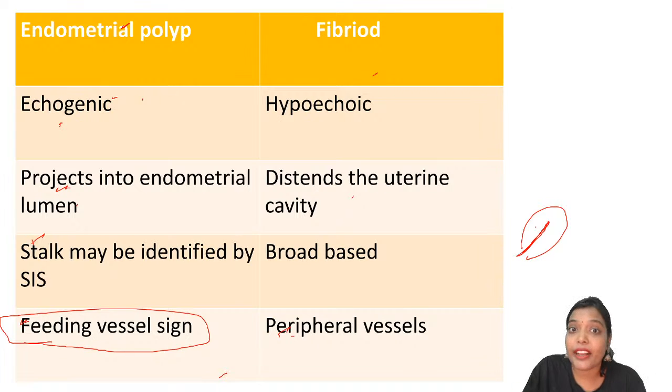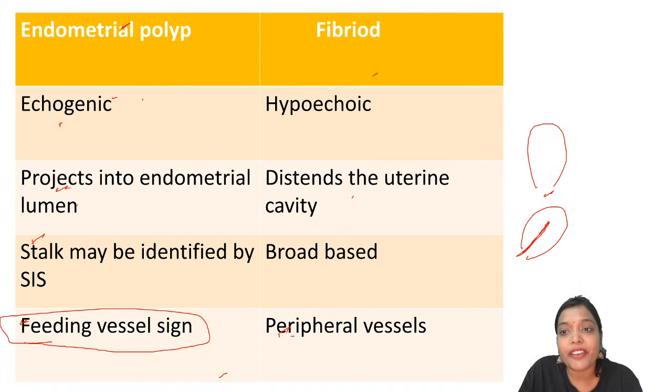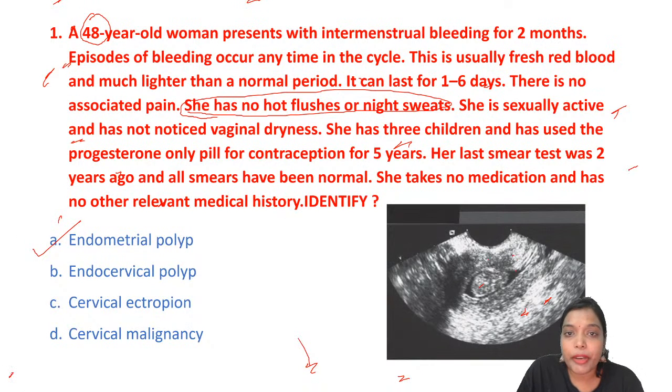Whereas in a fibroid, it is peripheral vascularity on a Doppler. So an endometrial polyp presents with intermenstrual bleeding, and usually it will be fresh red blood. You can identify it with saline infusion sonography or a TVS, but it is better delineated on saline infusion sonography. What is the gold standard for identifying the endometrial polyp?